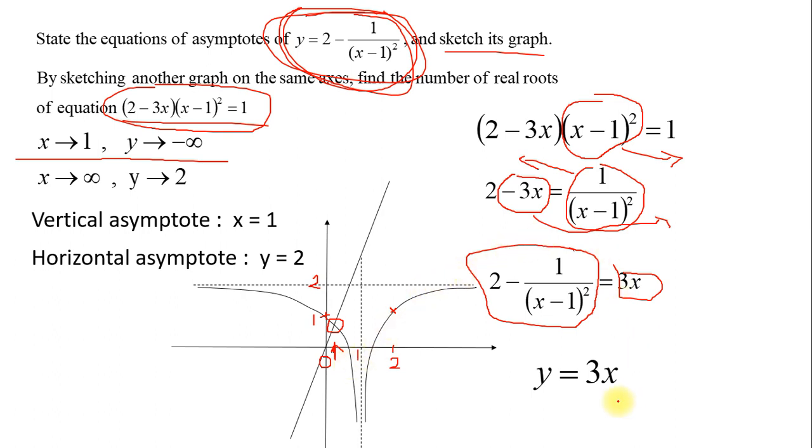Now that's all for today. I hope you can understand the lesson. So you have to try all the questions in checkpoint 12.1. And if you encounter any problem, you can forward it to your respective teachers and they will explain it to you.